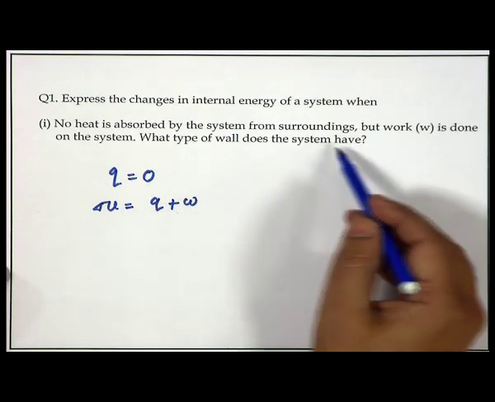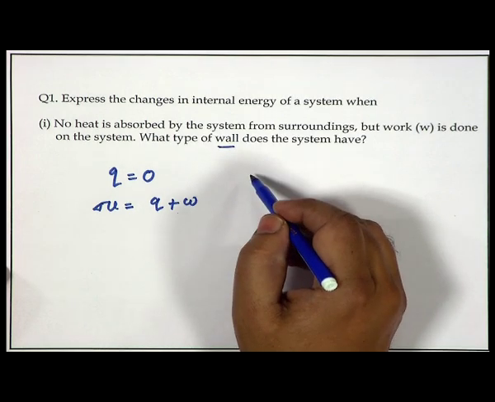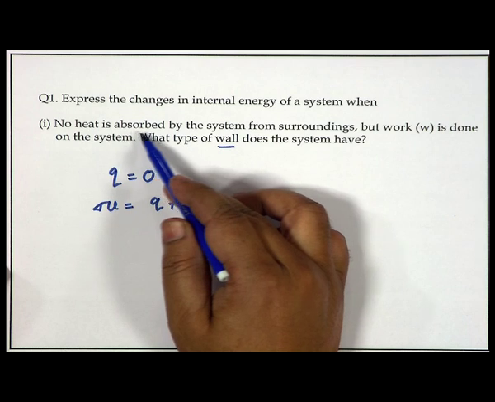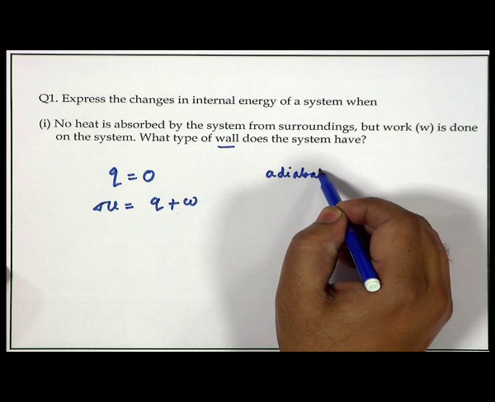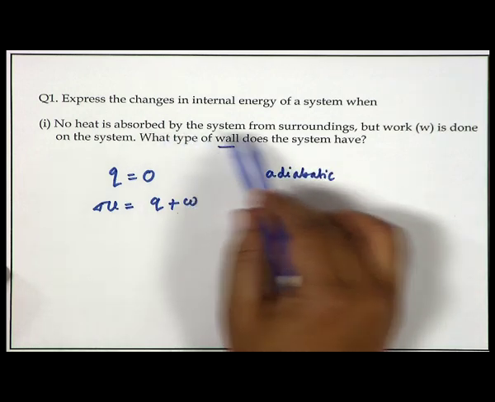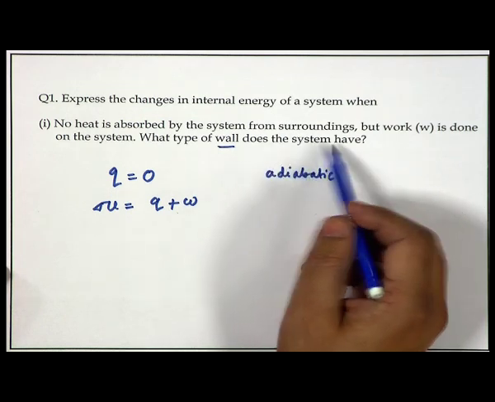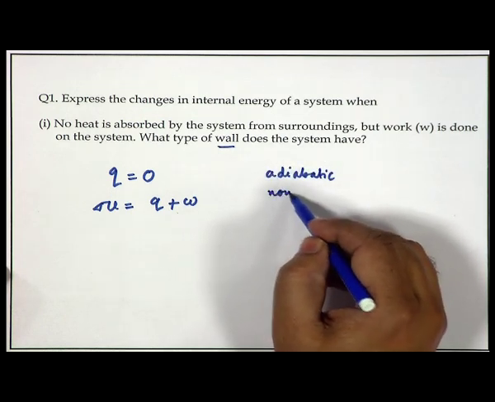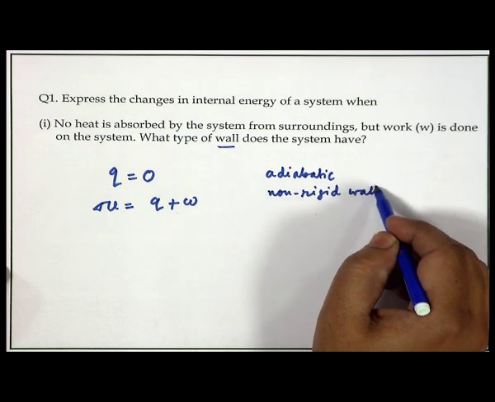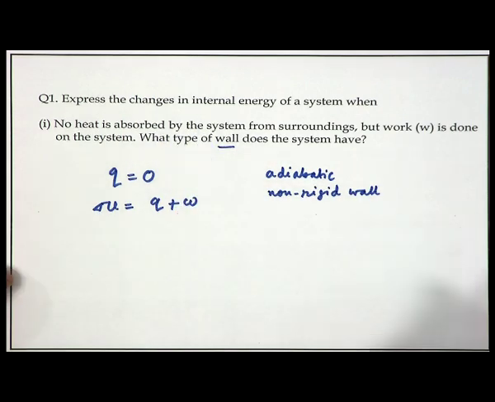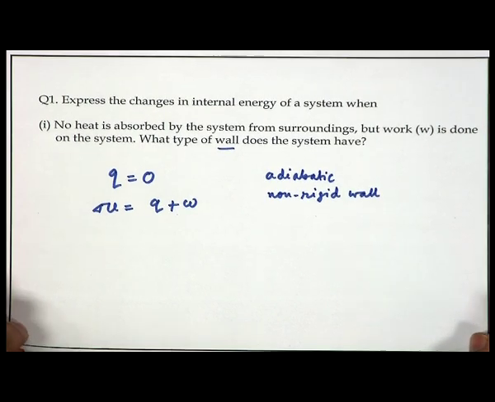And what type of wall is this? No heat is absorbed, so it is an adiabatic wall, and because work is done, it will be a non-rigid wall. So, assuming that it is a closed system, it is also a non-permeable wall.